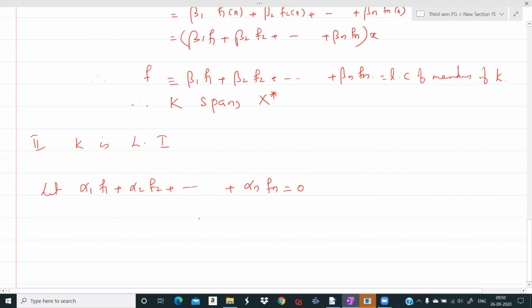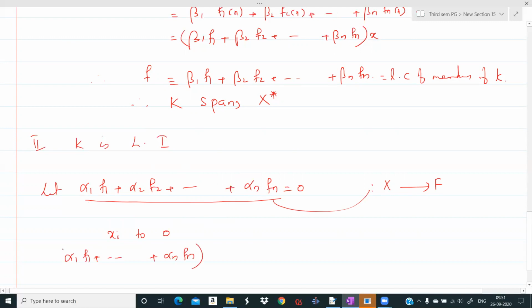So this is a function from X to the field, and this function is 0, means this is the 0 functional. So this brings every element of capital X to 0. So in particular, this brings every basis vector xi to 0. So applying this to xi, alpha 1 f1 plus etc. plus alpha n fn, of xi equal to 0 for all i from 1 to n.